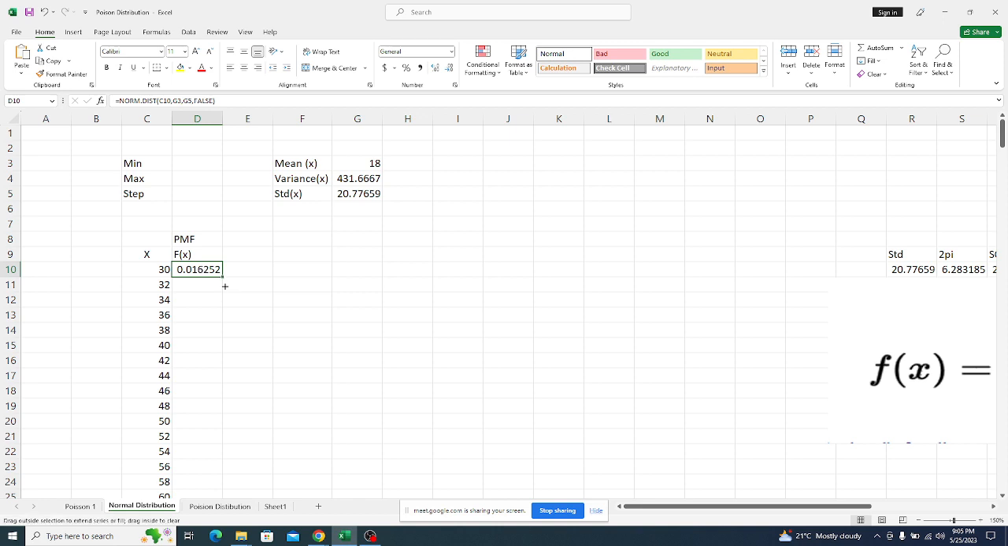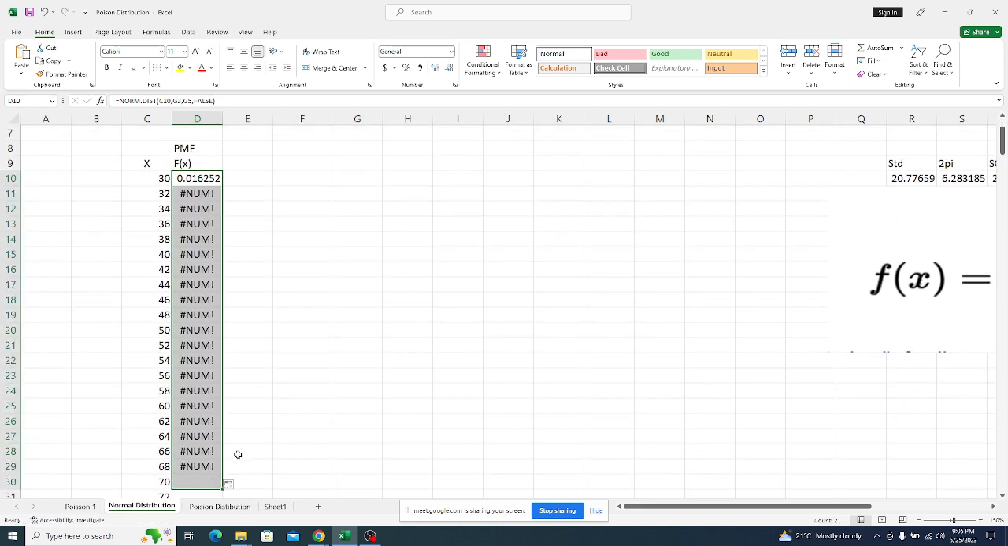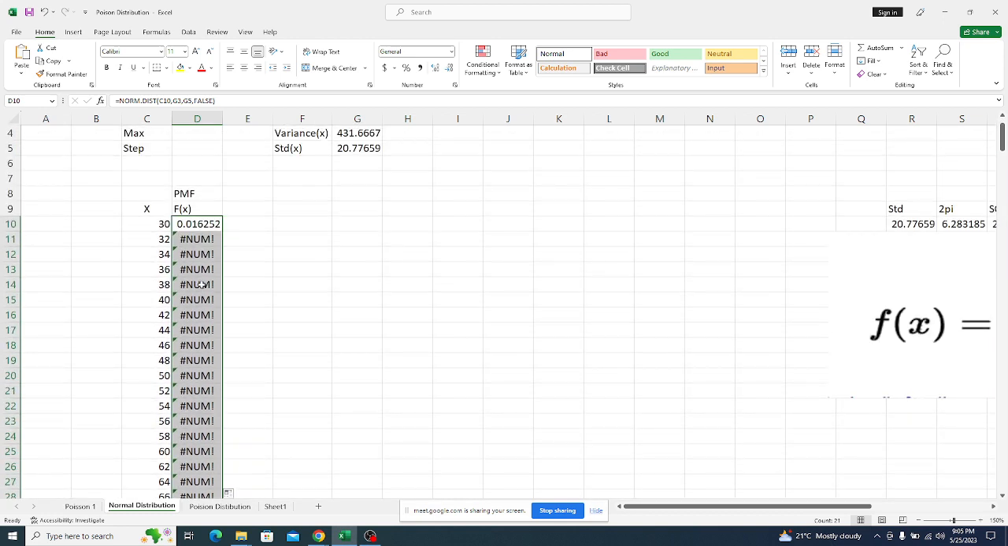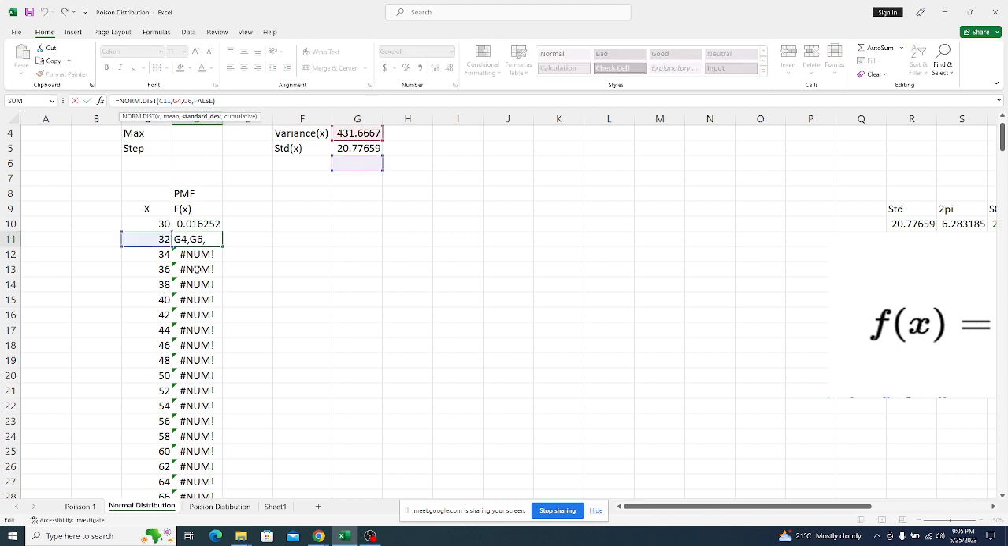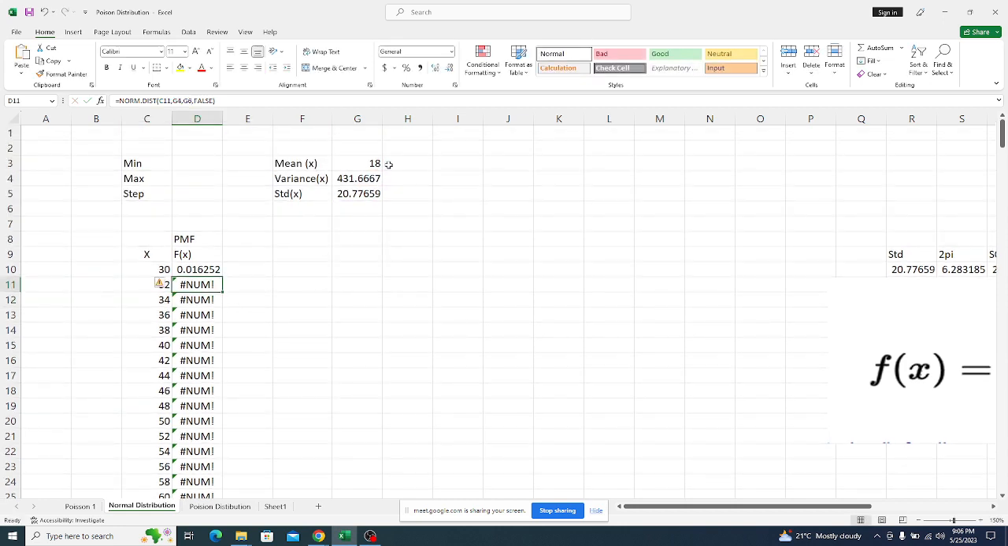Let me try to drag, you'll see what will happen. Once I drag, it is not giving me what I want. It is giving me an error, a num error. Why? Because I've not referenced the mean, and also the standard deviation. So I have to lock the mean, and then lock the standard deviation.